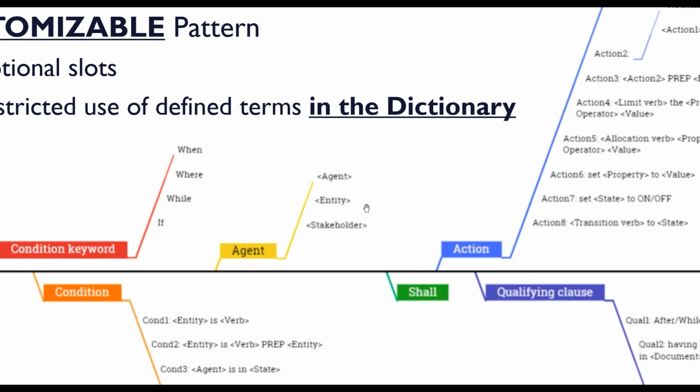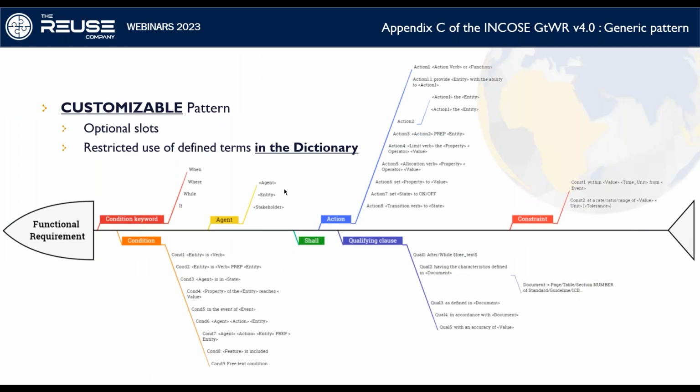So what is an agent, what is an entity, what is a stakeholder? So we should make the difference between all three here to make sure we talk at the appropriate level and we don't talk about something that is not defined.